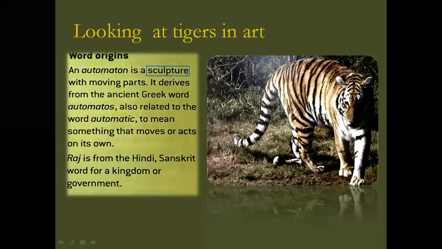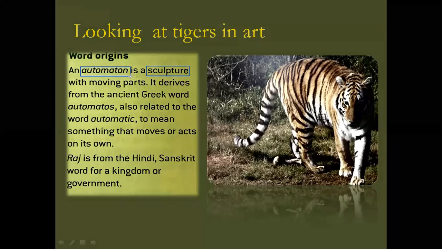Sculpture. What do you mean? What does sculpture mean? A sculpture is more like a statue, not exactly. A sculpture is a kind of curved and shaped object. An automaton is a sculpture with moving parts, not just a sculpture. What does it have? It has a moving part, okay?